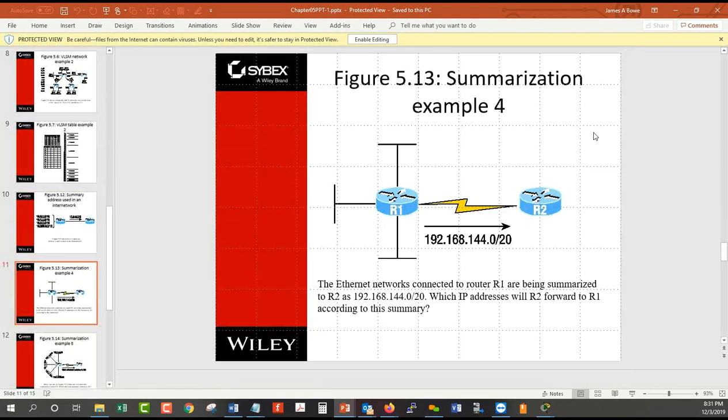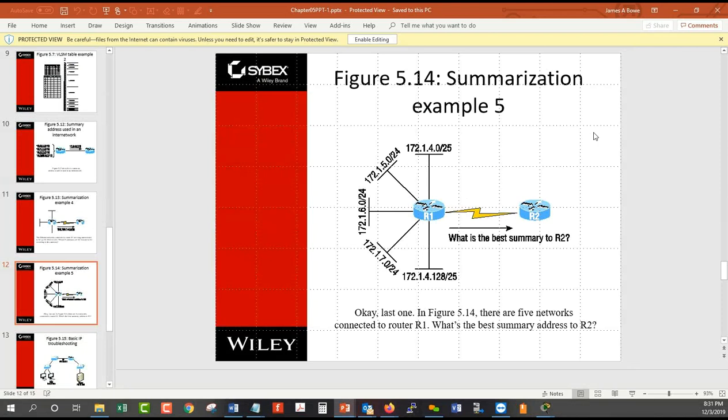Let me go through this. This one is not so good. This one is very good, okay? If we look at this, you've got all of these networks over here. And the objective of summarization is to simplify the routing table such that the routers are able to quickly make a decision as to where to forward a packet on the network, okay?